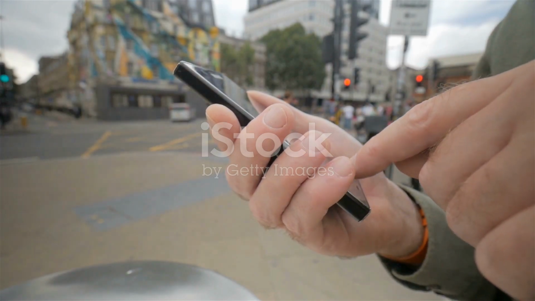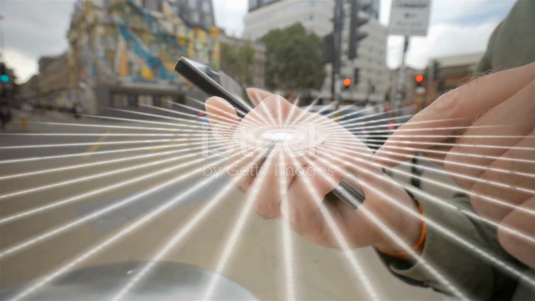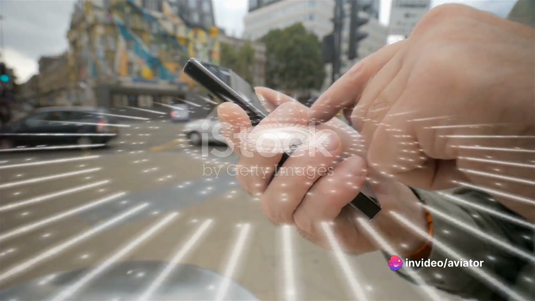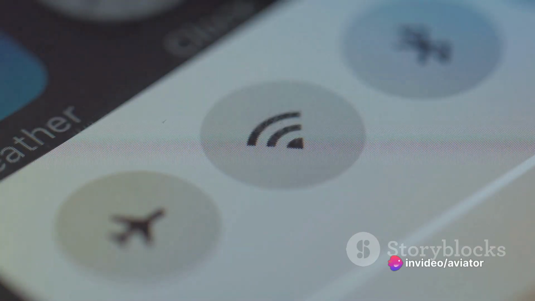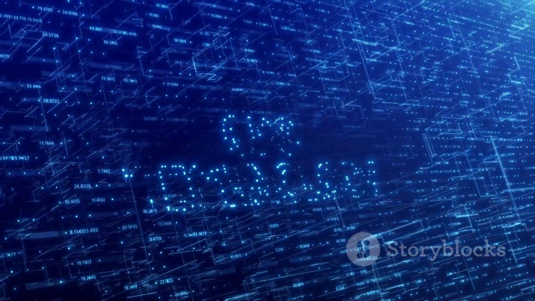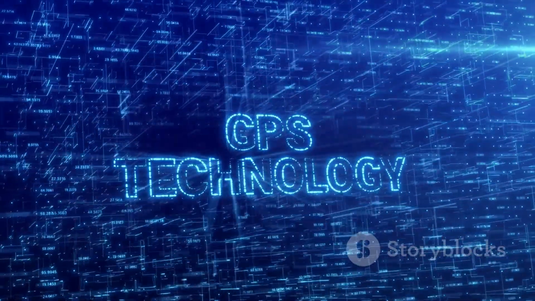Now, let's introduce your smartphone into the equation. Every electronic device emits radio waves, and your smartphone is no exception. When you're using your phone, it's constantly sending and receiving signals, creating its own symphony of radio waves. But what happens when these waves clash with those crucial for flight operations?